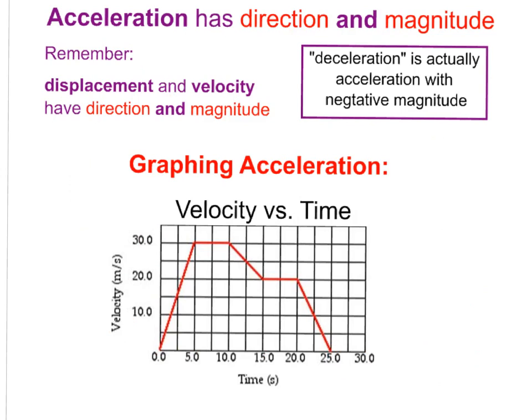If this were an object, we would know it's accelerating positively in that direction. It's standing still here. Here it's negatively accelerating, slowing down. Here it's standing still at rest. And here it's negatively accelerating again.